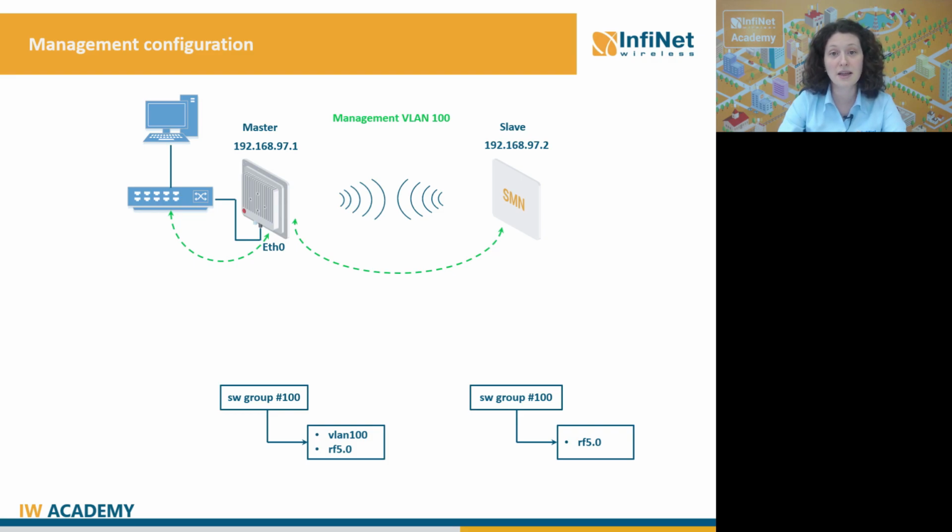In our case, the slave unit is managed via the PC connected to the master unit, so there is no need to add the Ethernet interface to its switch group, only RF should be added.